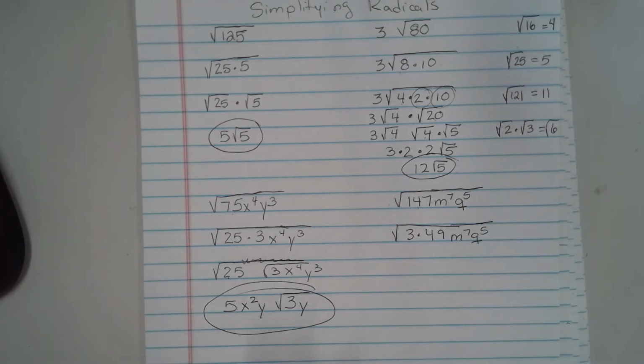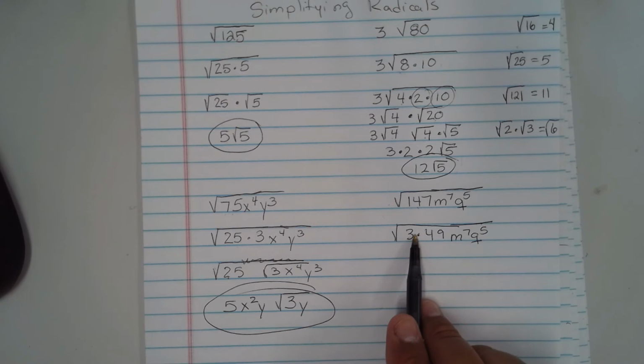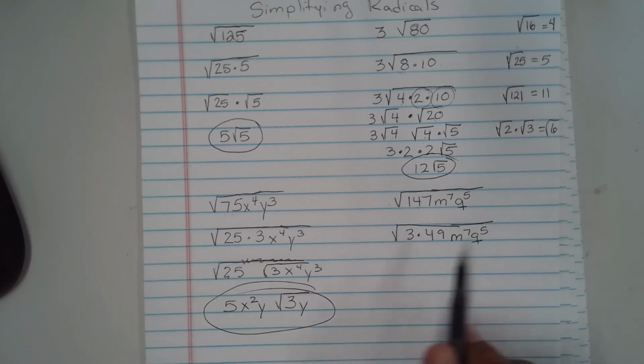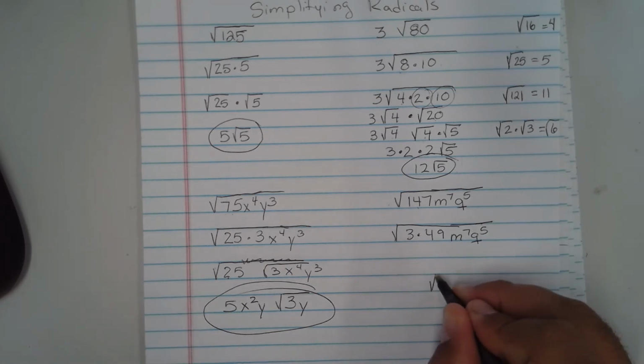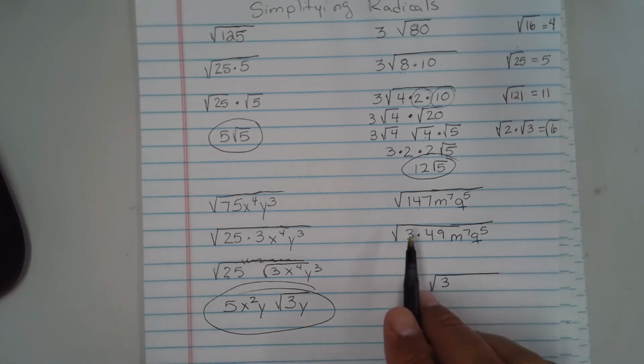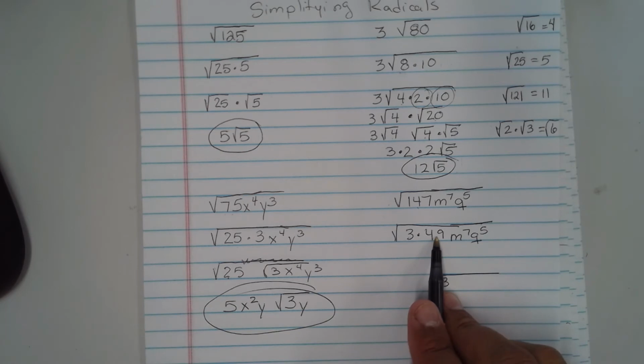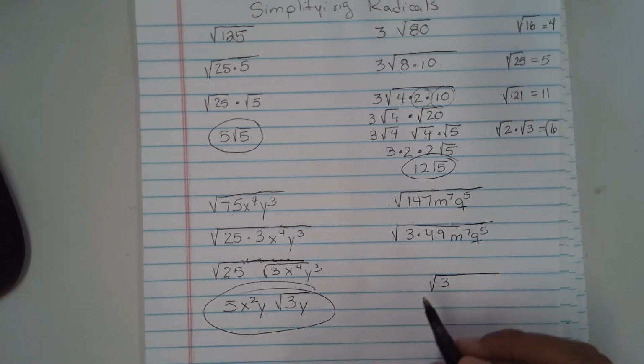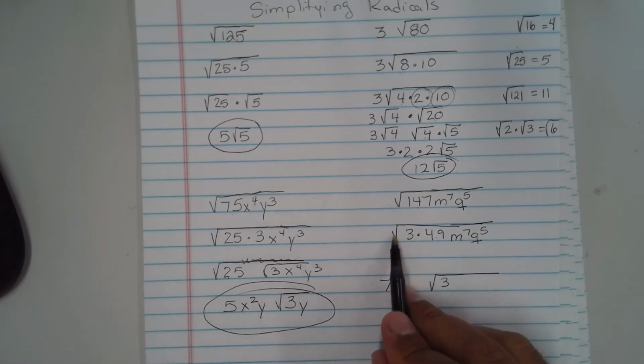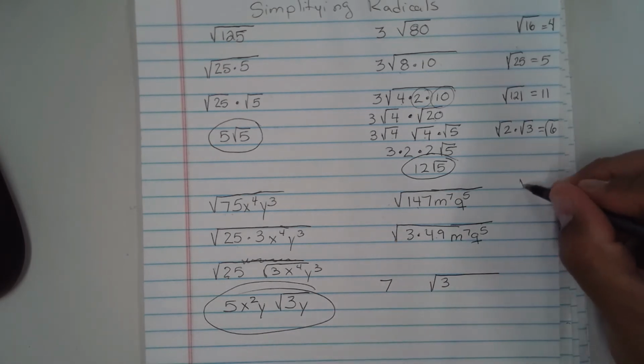You guys see that? Alright, so now let's think about this. Can I take the square root of 3? No. What do you do with a 3? Everyone say it. Just leave it inside. Everyone say it. Leave it inside. So what I'm doing, I'm leaving the 3 inside here. Well, can I take the square root of 49? Yes. What is it? 7. 7 has to come outside.